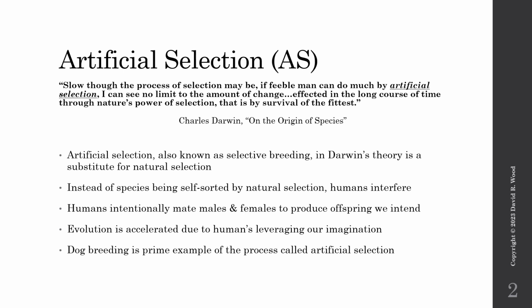In Charles Darwin's theory of natural evolution, artificial selection is a substitute mechanism for natural selection. Instead of natural selection, self-sorting species for existence or extinction, humans interfere intentionally to make the selection. This is also known as the process of selective breeding, in which humans selectively breed animals and plants. We do so to produce phenotypic traits beneficial to us, not necessarily beneficial to the organisms. This form of artificial selection has been practiced by Homo sapiens for thousands of years.